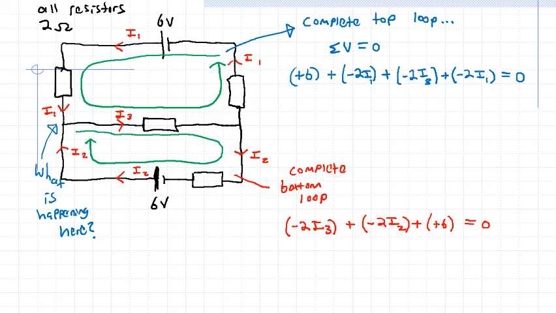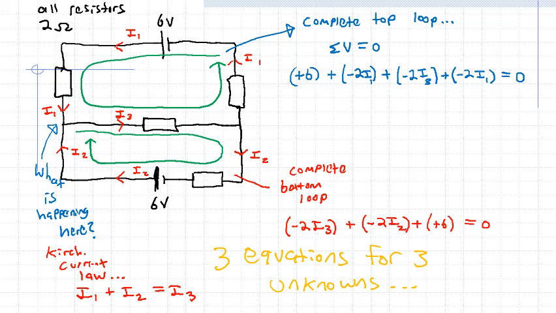Now, we've already talked about what's happening at this spot, right? We have I1 and I2 coming together to make I3. And that's actually our last equation. That's Kirchhoff's current law: the two currents add up to the third current altogether. So these are our three equations, and we have our three unknowns. We're going to be able to figure out the current in all three. Three equations for three unknowns.